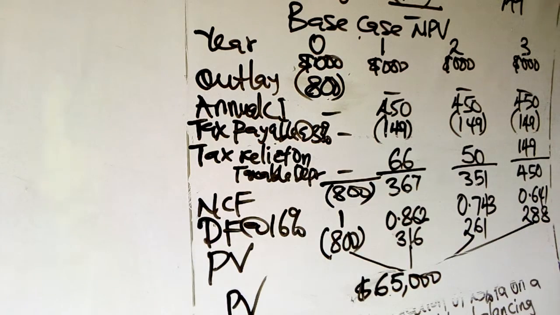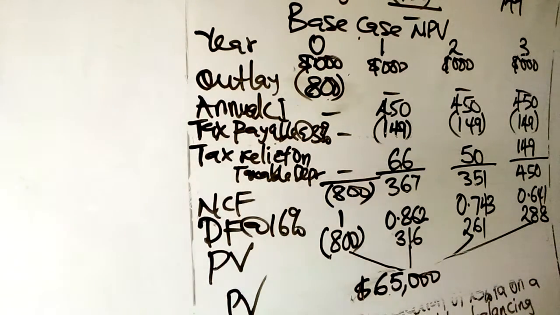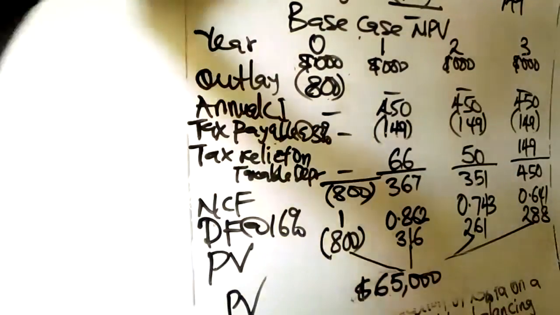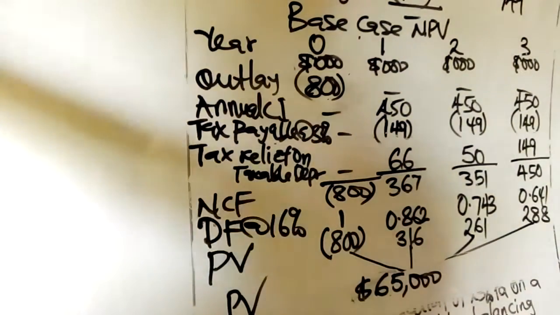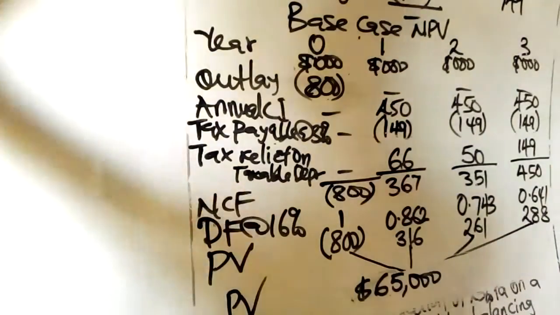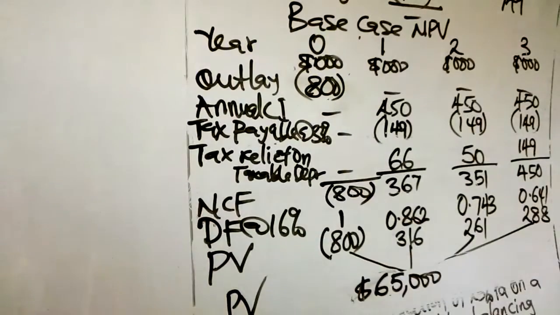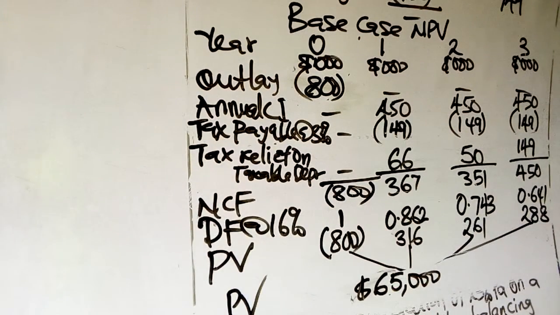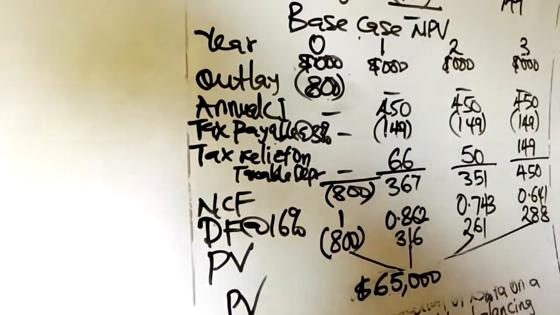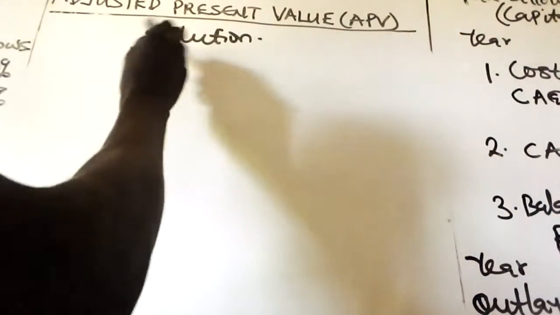Since we've calculated our base case NPV, the next section is financing impact. I've told you that for the financing impact, you have two aspects: number one is issue cost, and number two is tax savings on interest. Go back to the question. We want to calculate the issue cost.